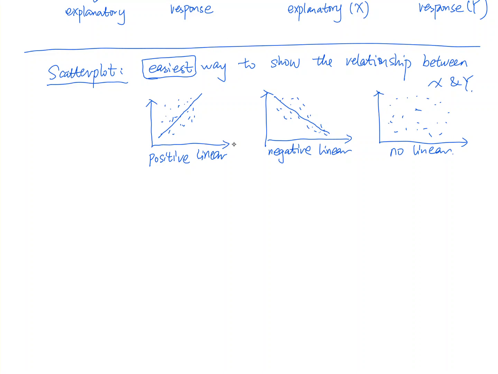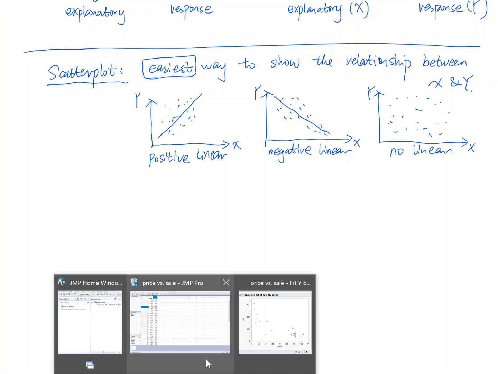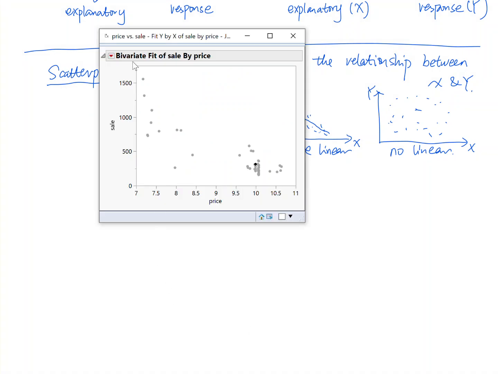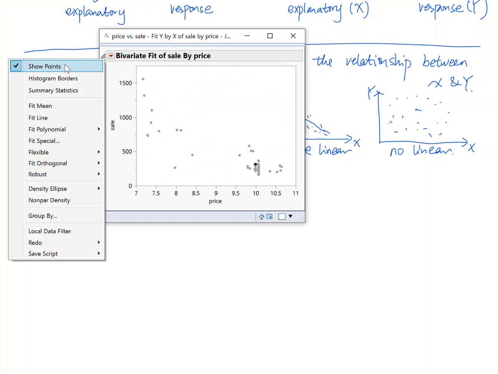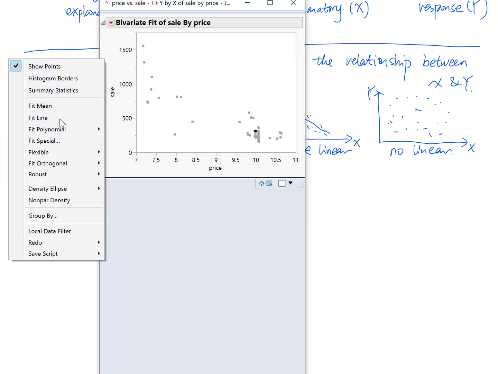The horizontal axis is always for the explanatory variable x, and the vertical axis is always for the response variable y. So x, y, x, y. You cannot change the order, because if you change the order, the increasing trend will change to a decreasing trend. All right, now let's come back to the output here. And now I want JMP to show me a regression line.